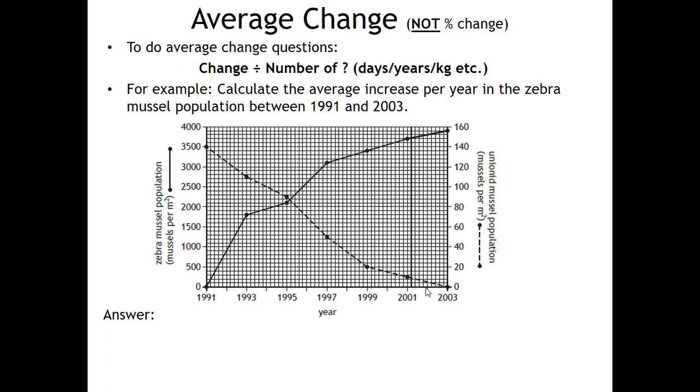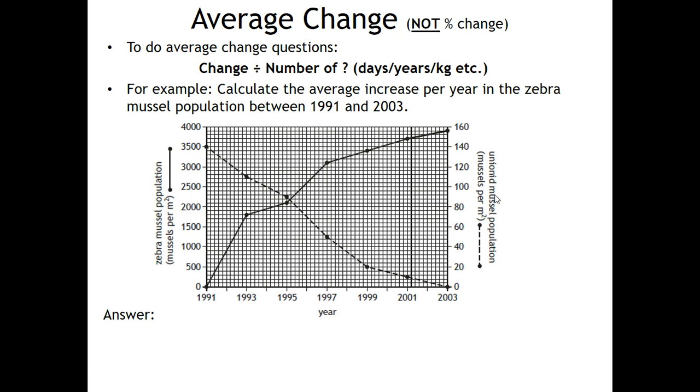For example, calculate the average increase per year in the zebra mussel population between 1991 and 2003. My advice for these questions, as for the per questions which are coming up later, is to always look at the units. In this case it's per year, that's what they're asking for. So that means for 1 year.